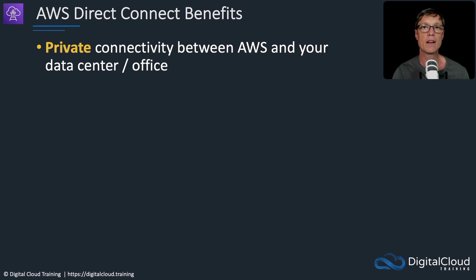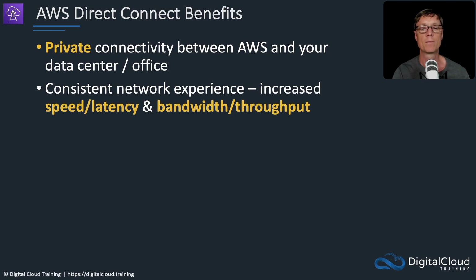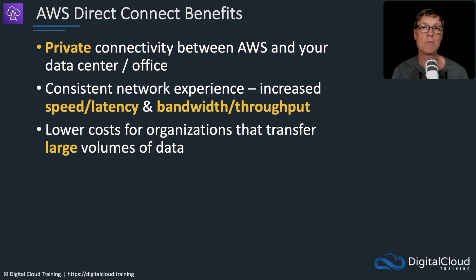You've got private connectivity between AWS and your data center or office. You get a consistent network experience. You can control the network path here. It's not like on the internet where you just don't know what's happening. That means you can increase the speed, improve latency, get better bandwidth and throughput through your connection. DX can be quite expensive for many customers, but for those who transfer a lot of data from their data center into AWS, it can be cost effective.